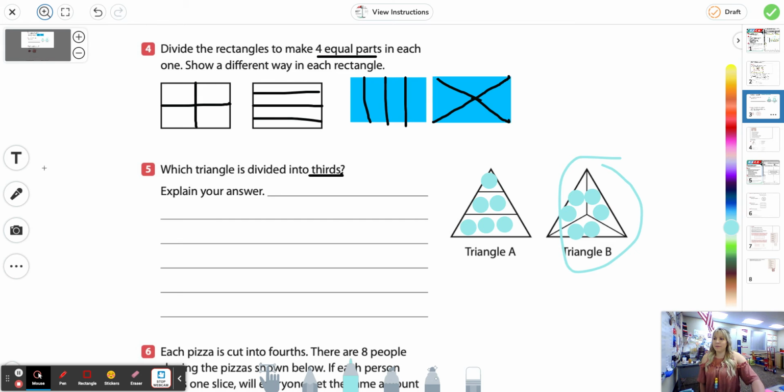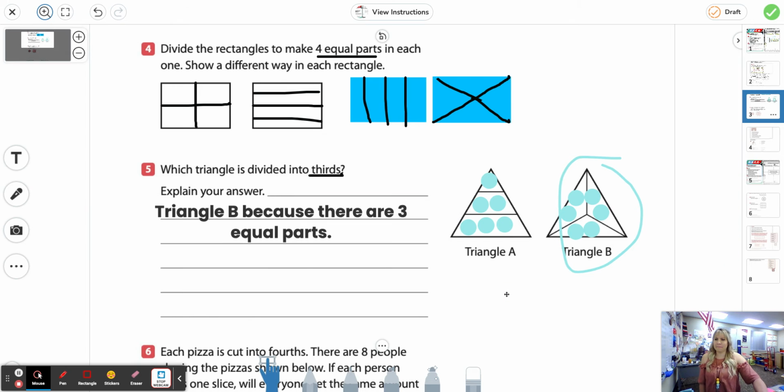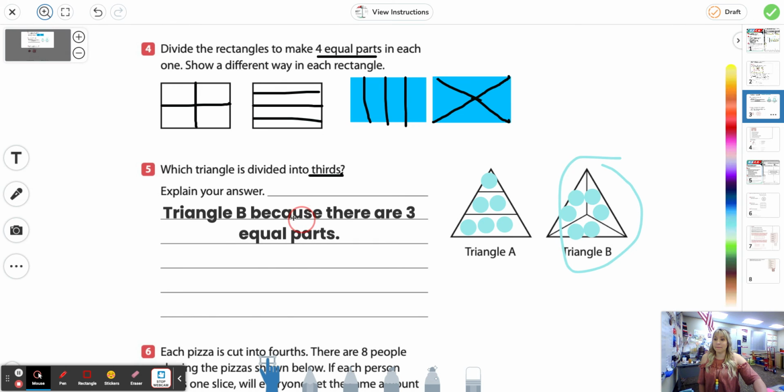So which triangle is divided into thirds? Triangle B, because there are 3 equal parts. If you need to pause the video to type that, go ahead and press pause.